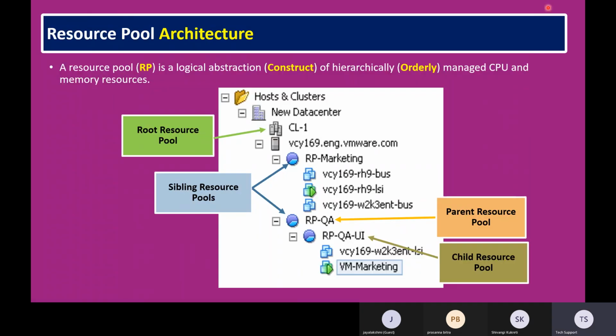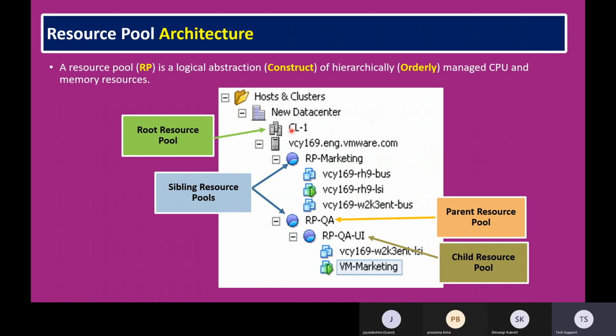So resource pool architecture means a resource pool is a logical abstraction, or we can say a logical construct of hierarchy. Hierarchy means orderly managed CPU and memory resources. That is the definition for a resource pool. Okay, but within the resource pool, the structure looks like this architecture.